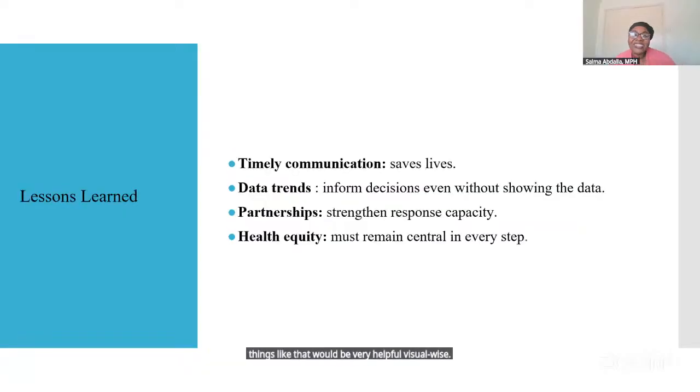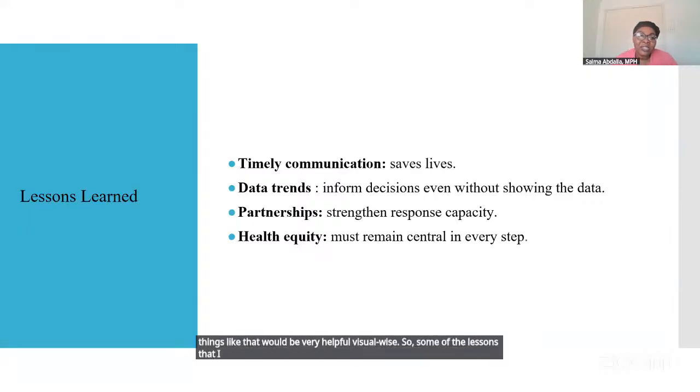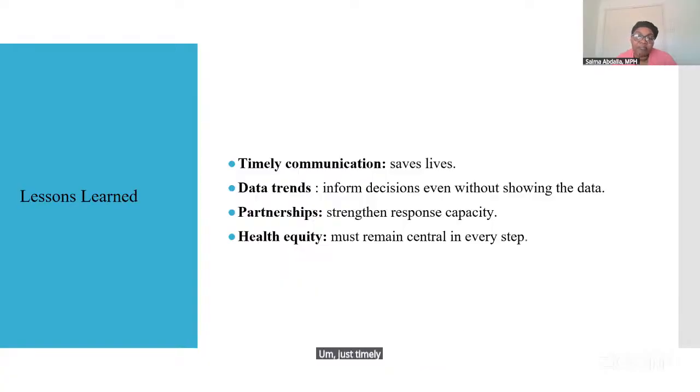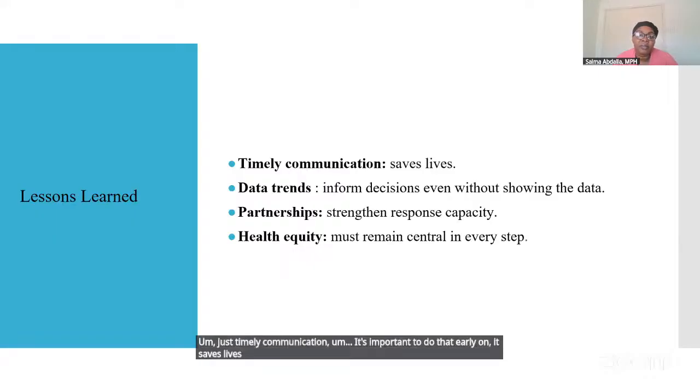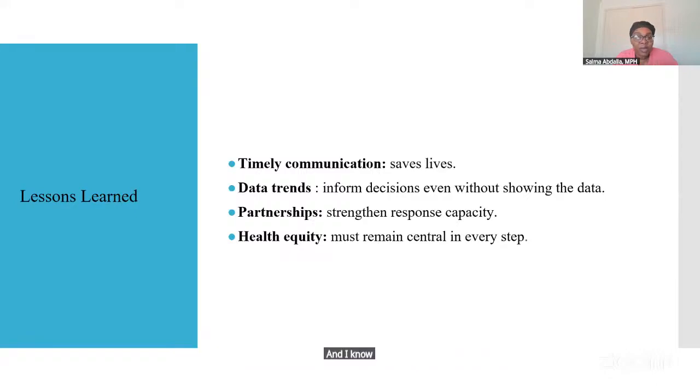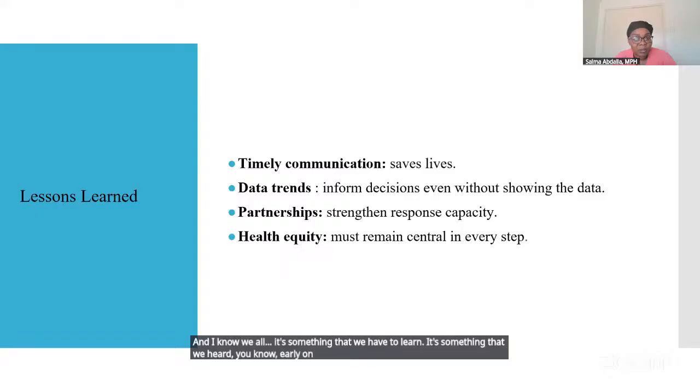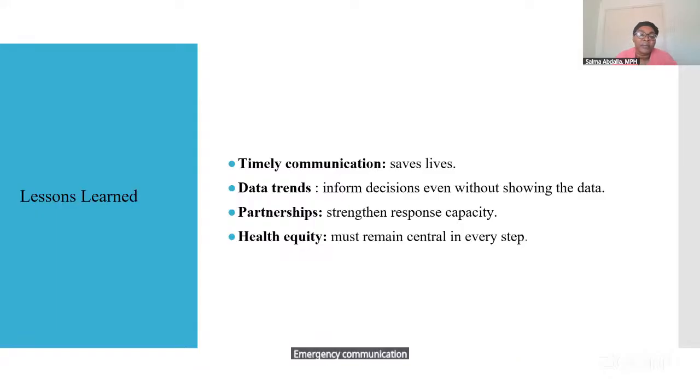Some of the lessons that I learned, and I'm sure a lot of people have during that time, start with timely communication. It's important to do that early on. It saves lives. If there's something that we heard early on, we have to make sure we tell the public about it. Having that emergency communication is important.